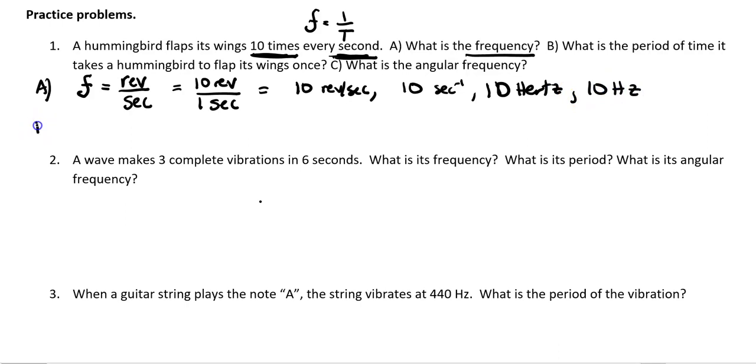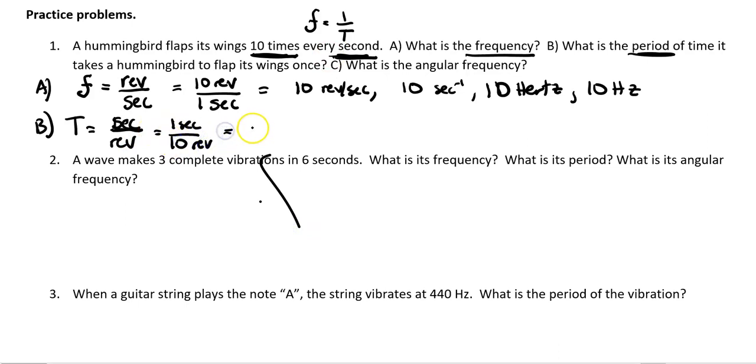Okay, so now let's go ahead and do B. For B, we want to find the period of time. So period is 1 over frequency. Actually, let's just do it with the equation first. Period is seconds per revolution. So again, for every 1 second, it is 10 revolutions. So the period is just going to be 0.1 seconds.